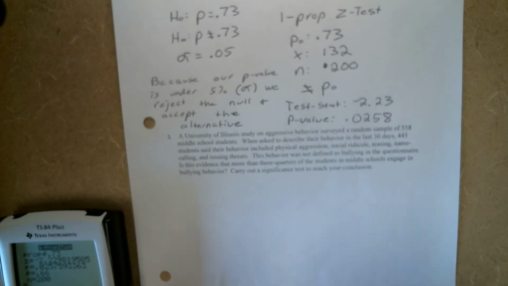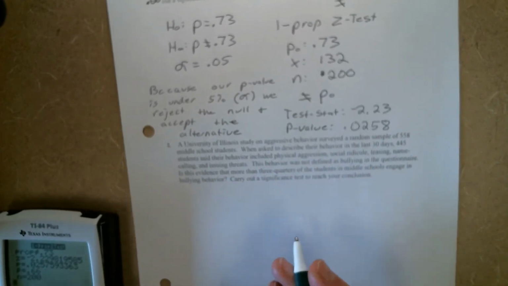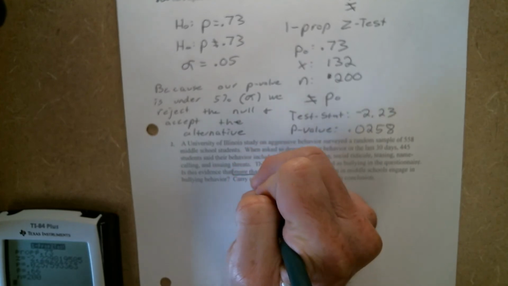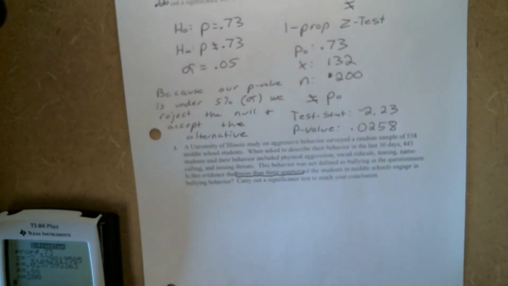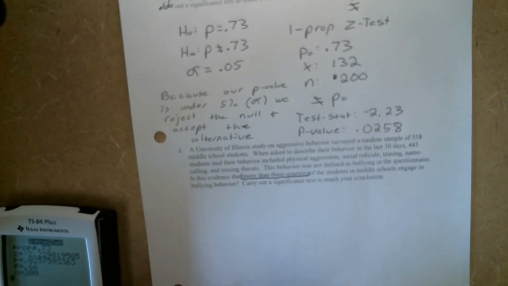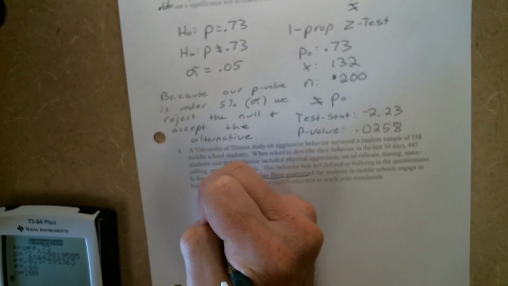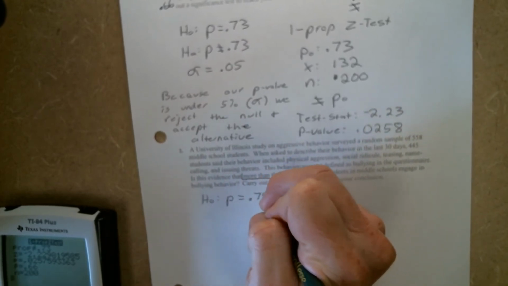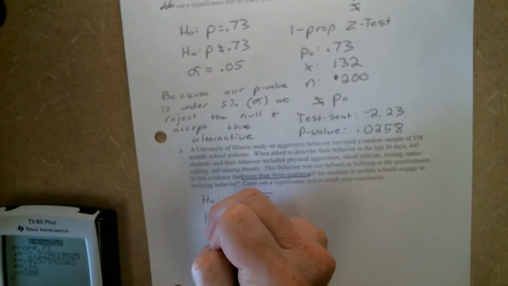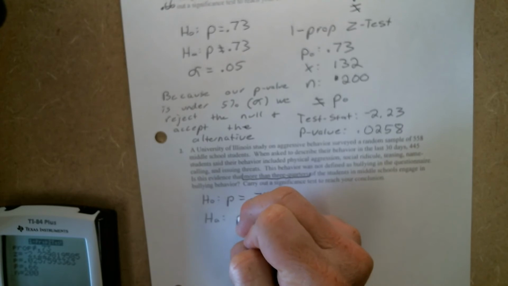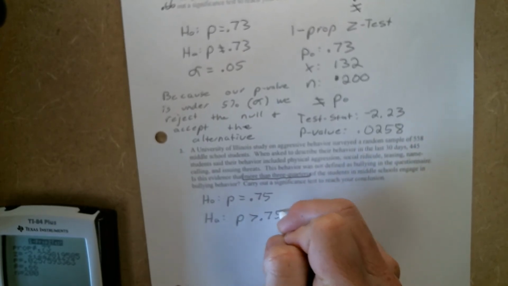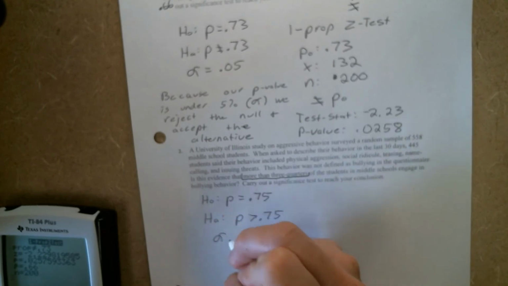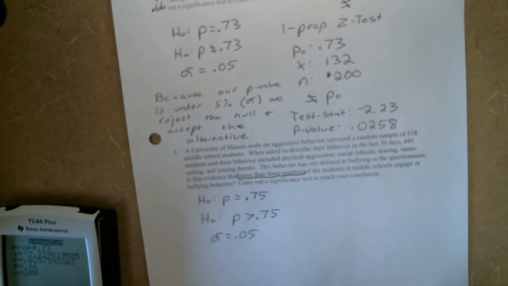So again, we're going to set up a hypothesis test, and this one says, is this evidence that more than 3/4 of students engage in bullying behavior? Because it's saying more, this is going to be a one-tailed test, and we're going to look specifically for the greater than situation. So our null will be that p is still equal to 0.75. The alternative will be that p is in fact greater than 0.75. We're going to stick with our alpha of 0.05.